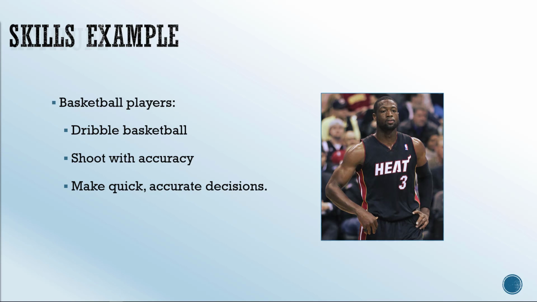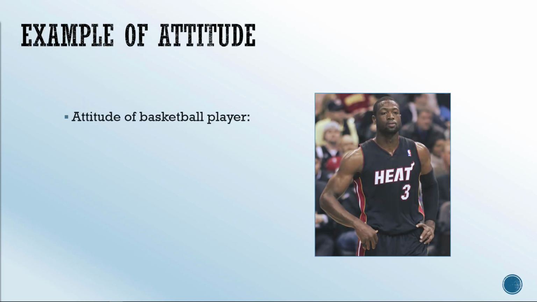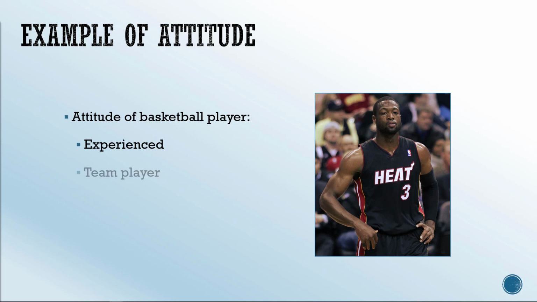The final component is attitude, which is defined as the combination of a person's experiences, beliefs, and ideals. For example, the attitude of a basketball player is important as they need to have the necessary experience playing the game to play at a certain level. They need to understand and value playing as a team, and they need to stay composed in high-stress situations in order to make quick and accurate decisions.